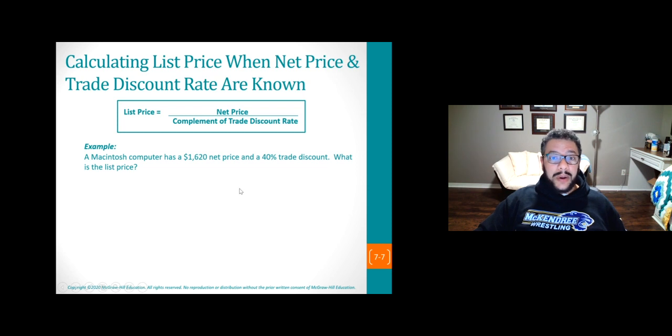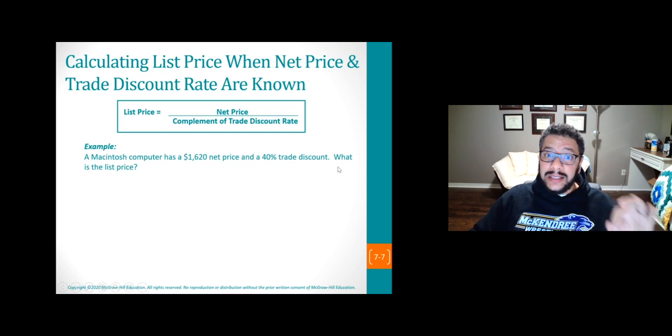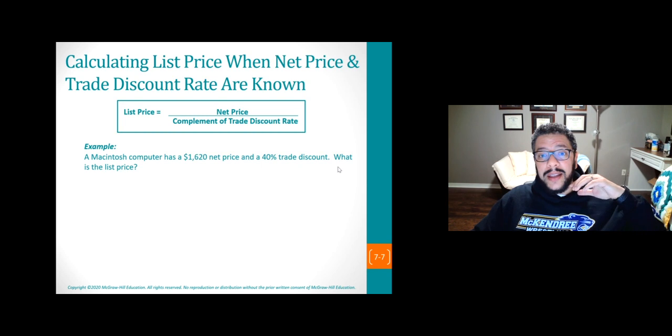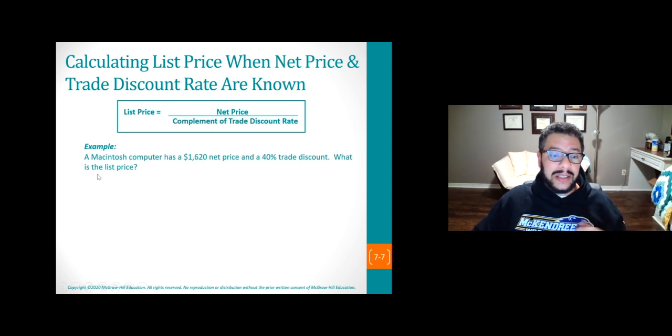So back at that computer, the Macintosh computer has a $16.20 net price. We determined that we ended up paying $16.20, and it's a 40% trade discount. What was the original price? This can come in handy when you're trying to get deductions, or if shipping is going to be based on the list price, you need to know what that list price is. There are lots of times when we might need to know what the list price is, even though we paid something different.